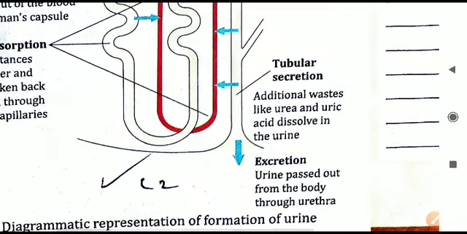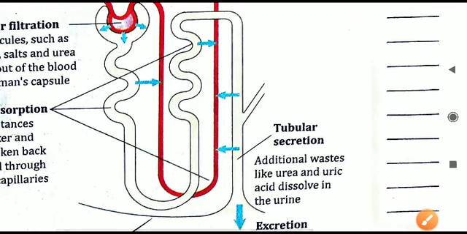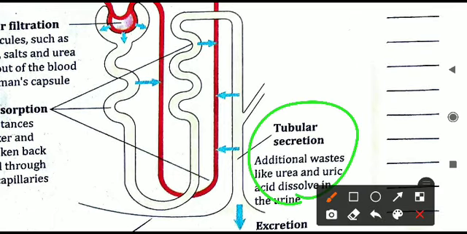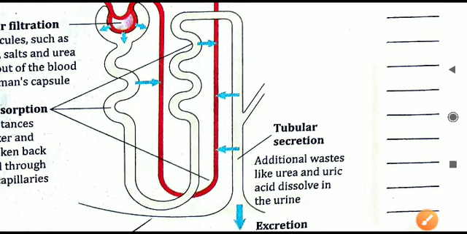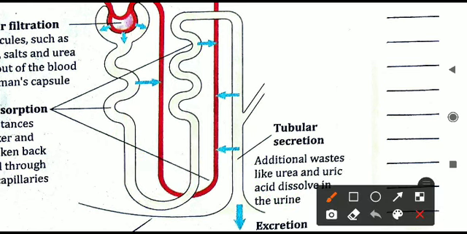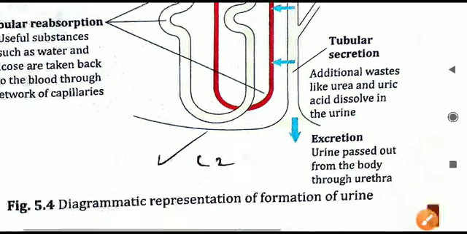The next step is called tubular secretion. You can see this part here, tubular secretion. So all this part in this diagram where I am showing this U-shaped structure, this is where reabsorption has been done. After the reabsorption, what will happen? Tubular secretion is happening. Now here, if any additional waste is present, like urea or uric acid in the bloodstream, that will also be secreted. It will also be dissolved in the urine. That is the third step.